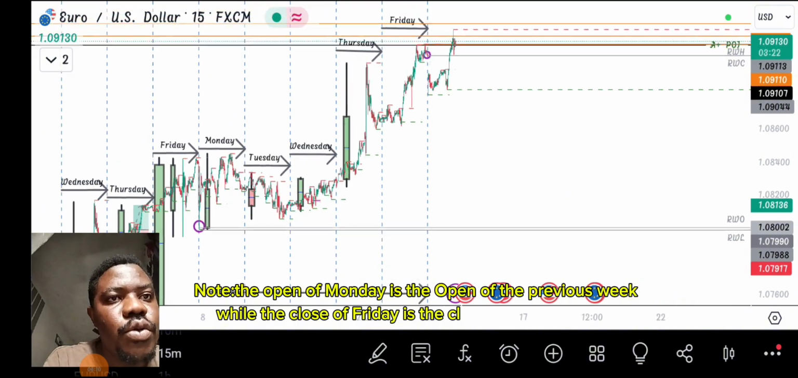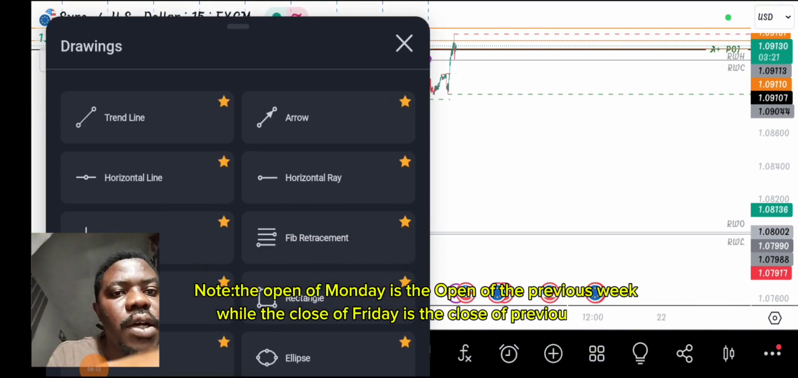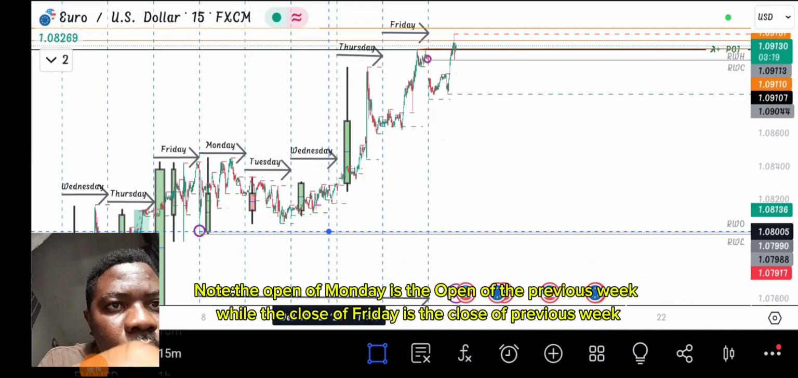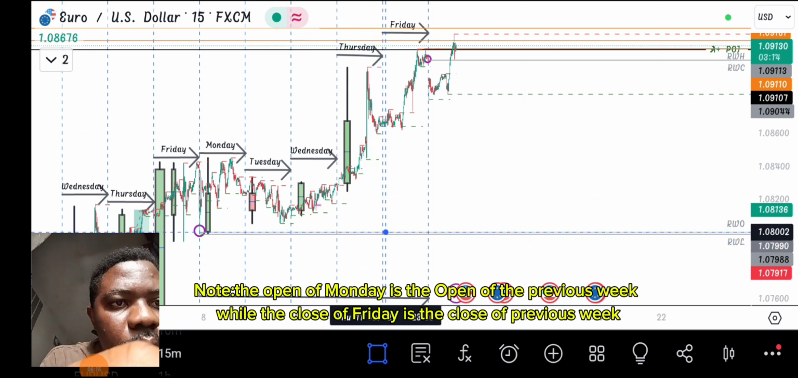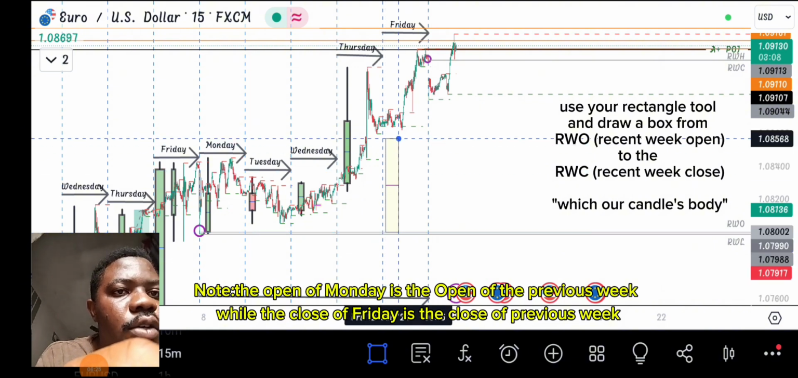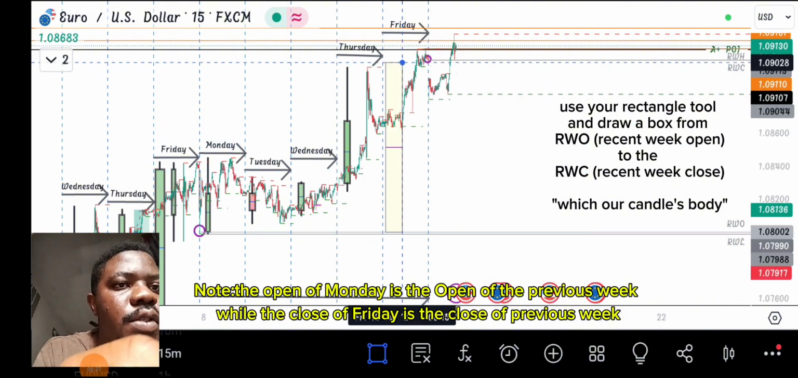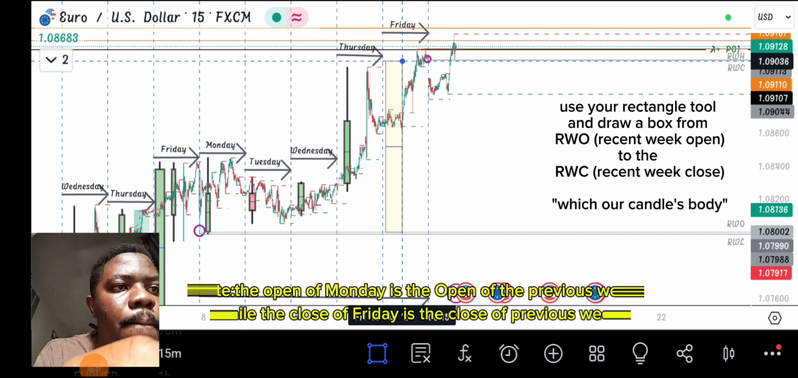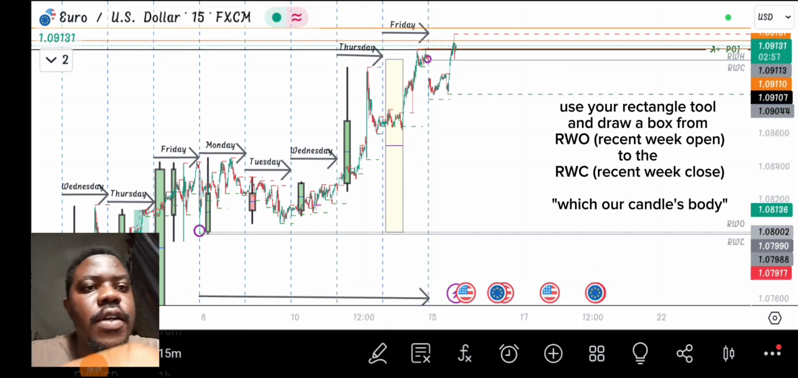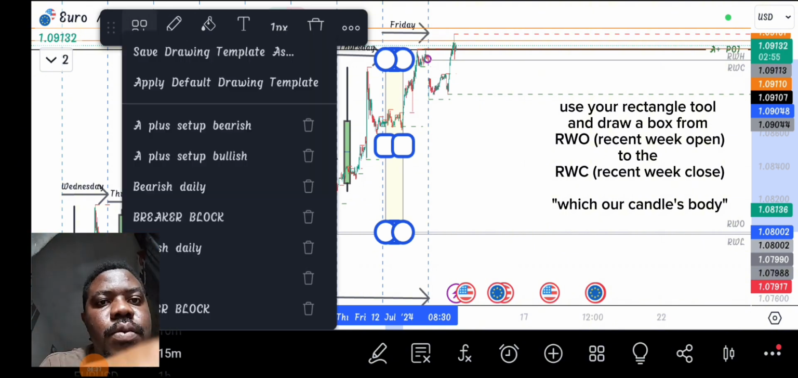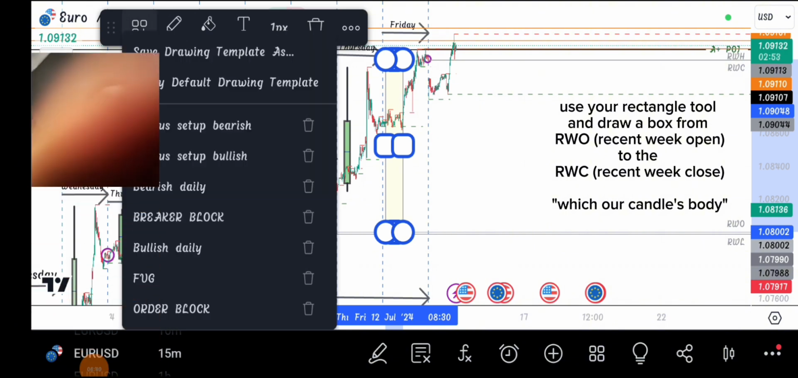So what do we want to do next? We want to bring out our rectangle tool, and from the open, we'll put it at the part of our screen where it's really not going to interfere with our chart. So we'll take it up to the recent weekly close, which is here. Okay, that's still kind of accurate. So let me paint it with a nice color.